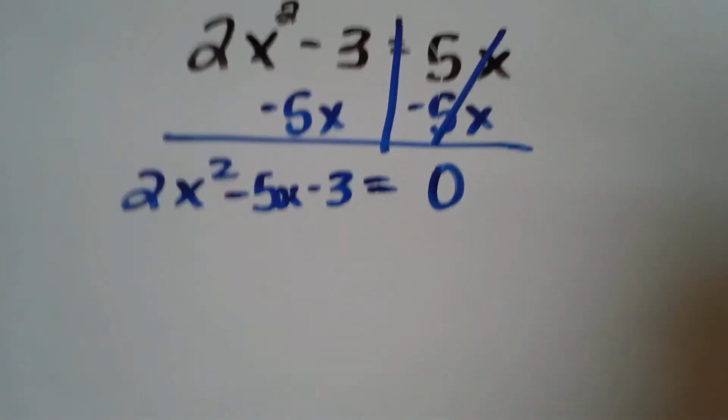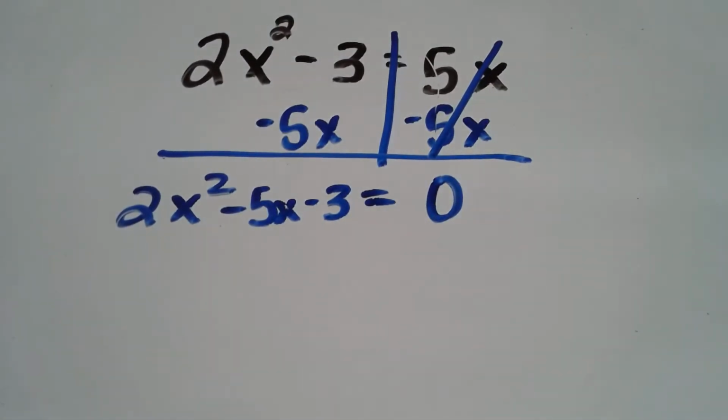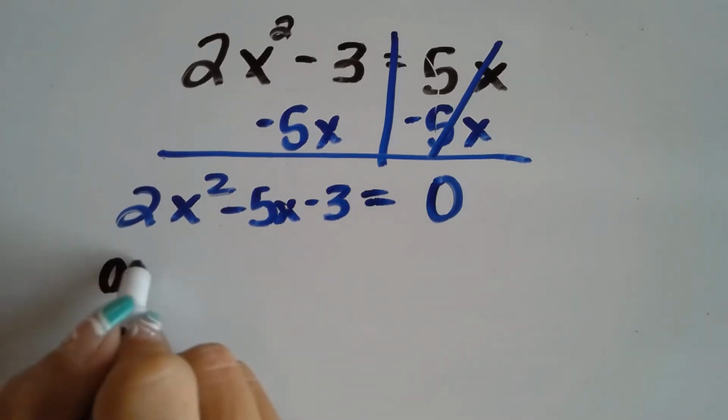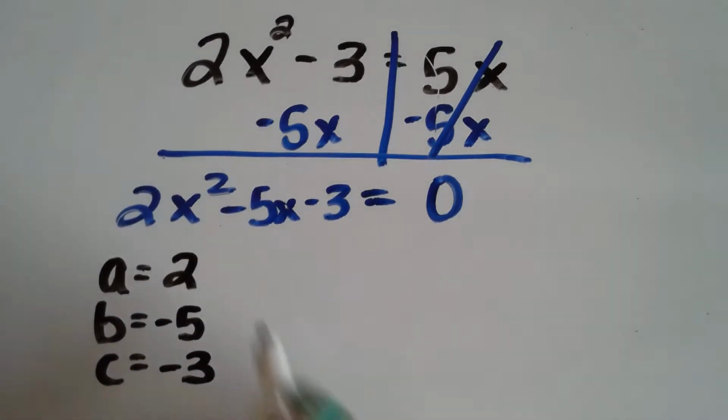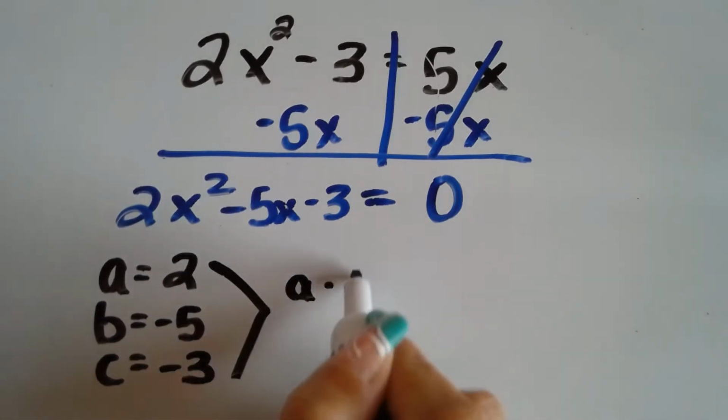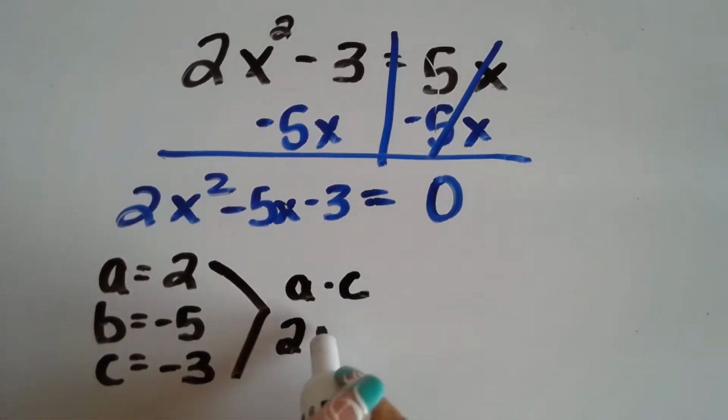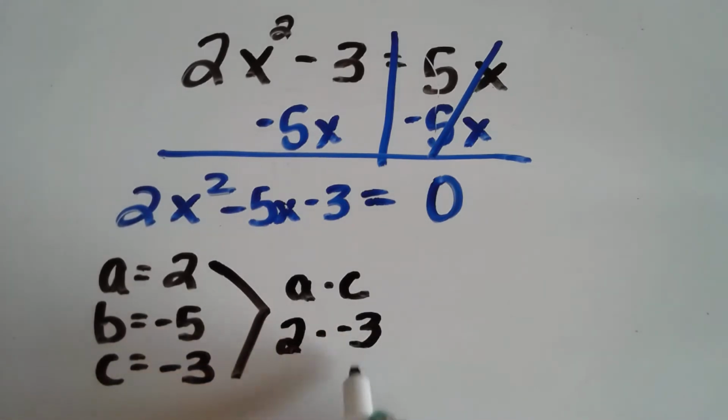All right, now let's go ahead and determine what our a, b, and c are. So our a is 2, our b is negative 5, and our c is negative 3. So let's determine what a times c is. A is 2, times c is negative 3, and 2 times negative 3 is negative 6.